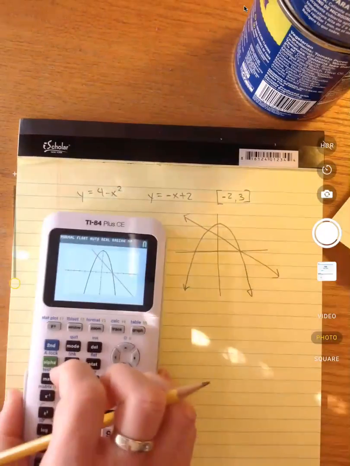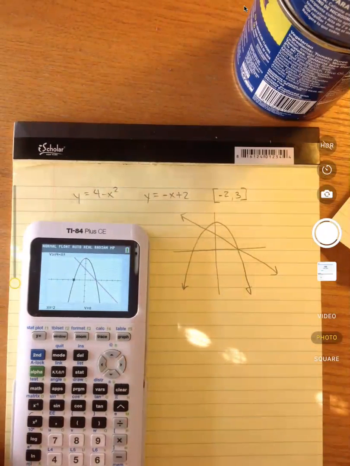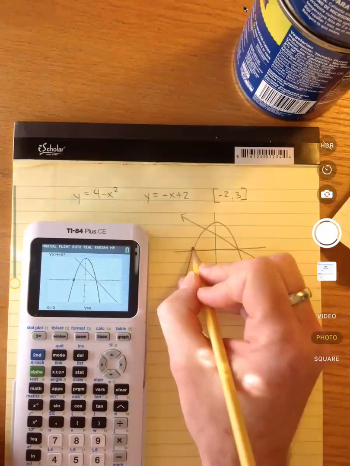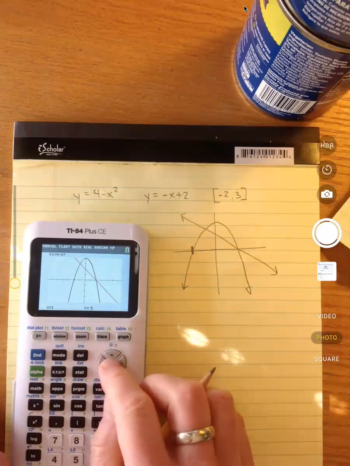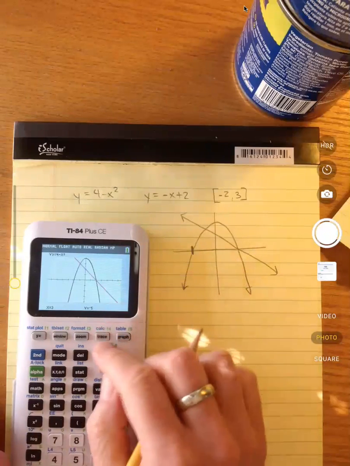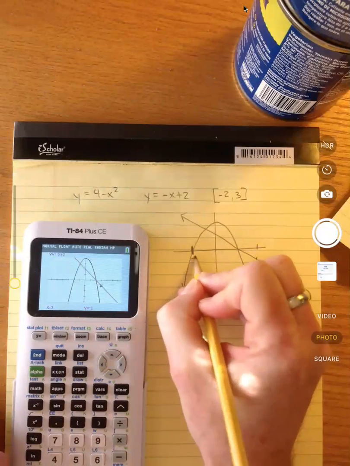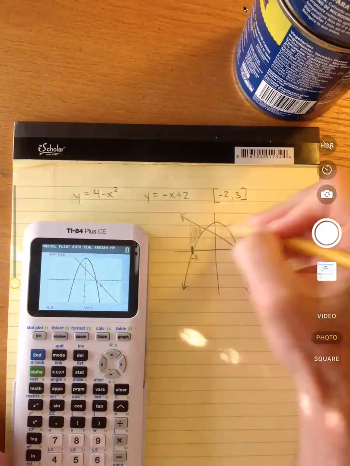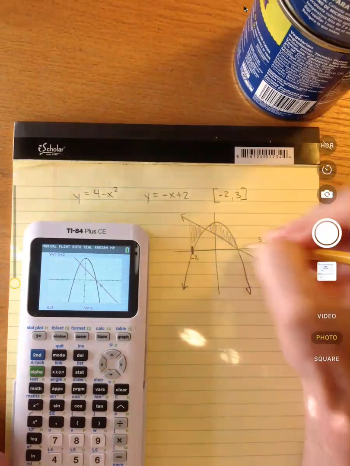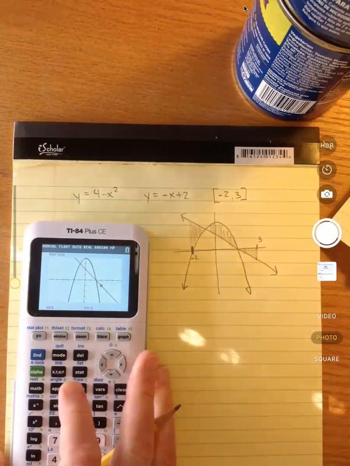But if I look on my graph and hit trace, where is -2? -2 is back here. And where is 3? 3 is off of the screen. If I trace up onto the other line, 3 is right here. So there's -2 and there's 3. So I'm looking for this area, and this area. All 3 of those areas.